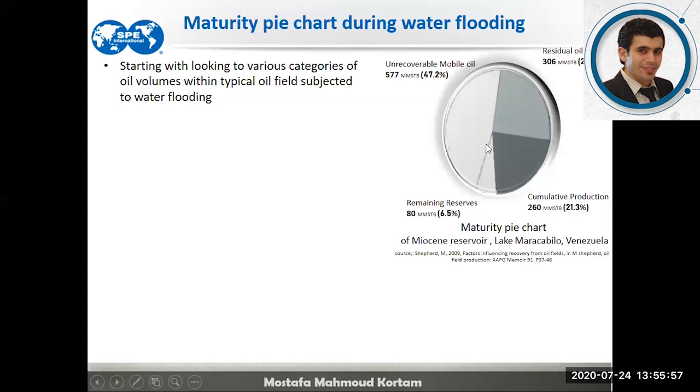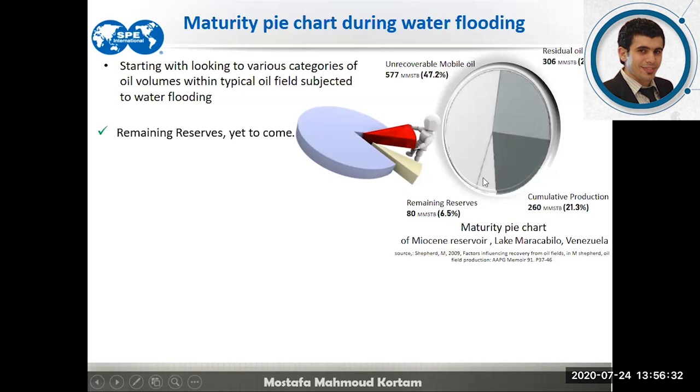So the first part is the cumulative oil, that's the oil that you already took from your reservoir after either the primary and the secondary. And this pie chart is just after starting the secondary recovery mechanism, or the water injection or water flooding. So it's a maturity chart during the water flooding. This is the oil that you already produced from your field, either from primary or secondary. This is the remaining reserve that is yet to come. So sooner or later, it will be in your pocket.